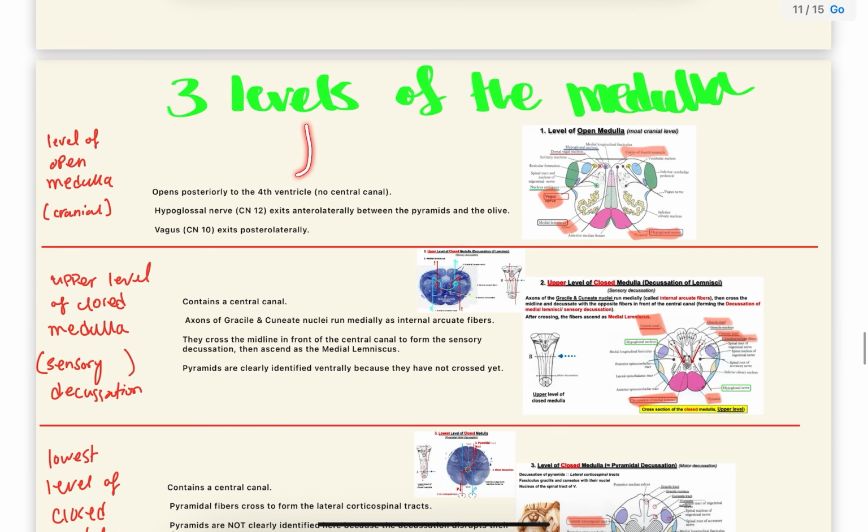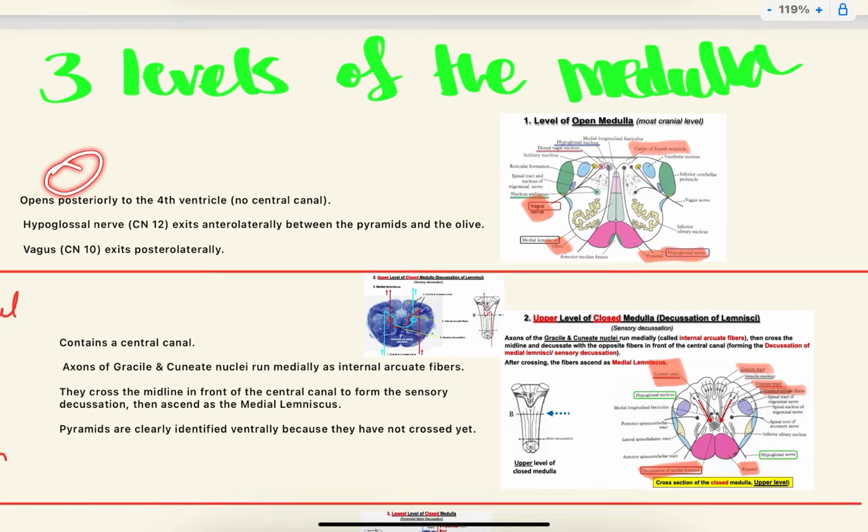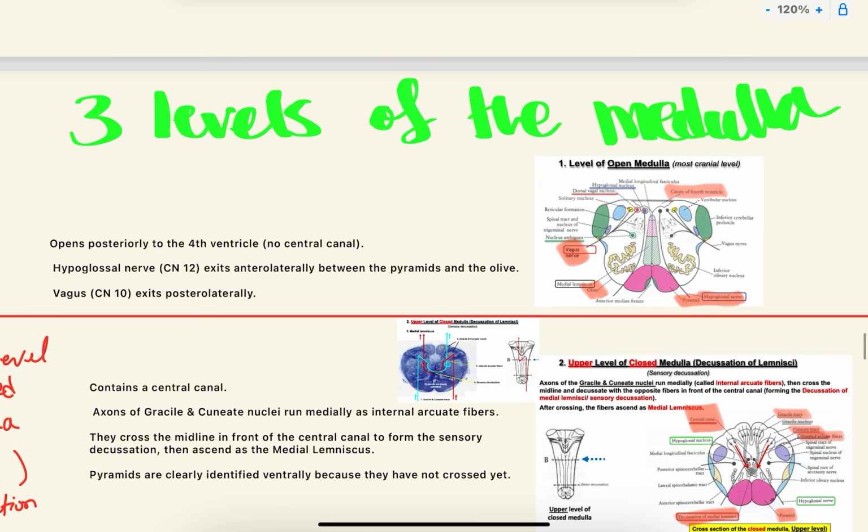Let's start with the open medulla. In the open medulla, where will it open? It will open posteriorly to the fourth ventricle, as you can see here. This is the fourth ventricle. I don't see any central canal in this area.